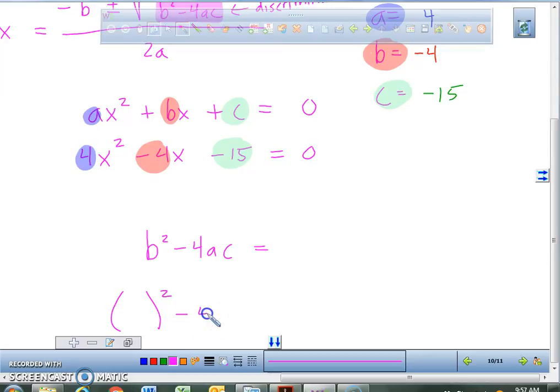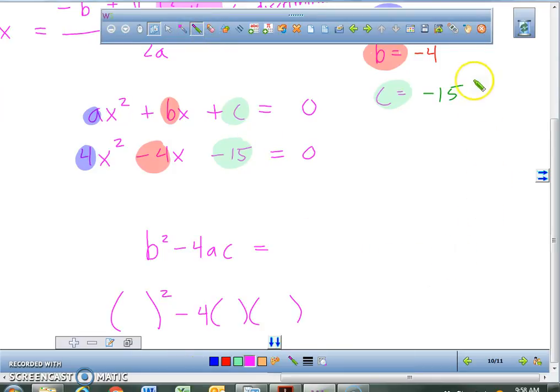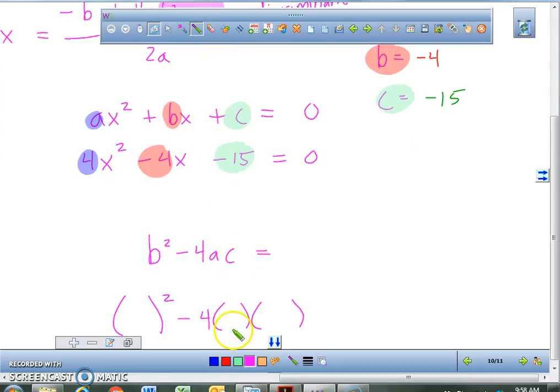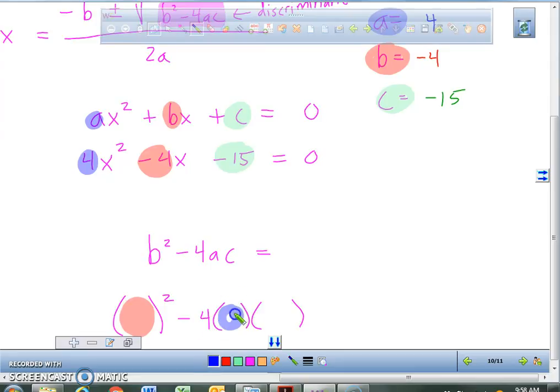My suggestion is, when you plug certain values in, you can use the graphing calculator to help you solve it. So right here, I'm going to start with my b value. Then I'm going to plug in my a value, and finally, last but not least, my c value.